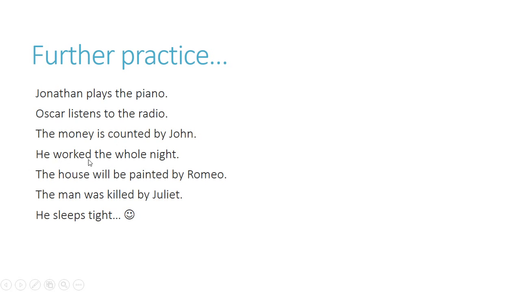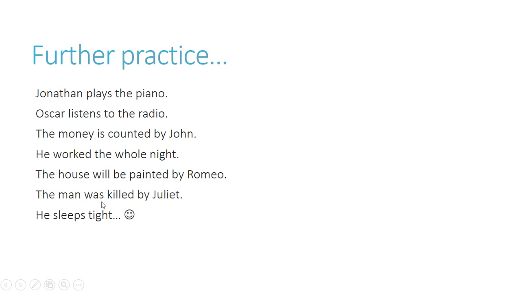Then he worked the whole night. He worked. This one, he is the subject and he's doing the action. So this one is active voice. Then we have the house will be painted by Romeo. Who will be painting? Romeo. So this one is the subject. This means that this one is passive voice.